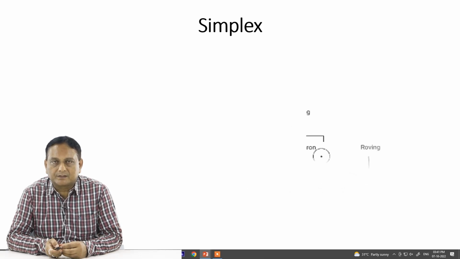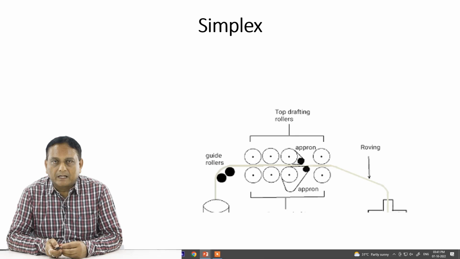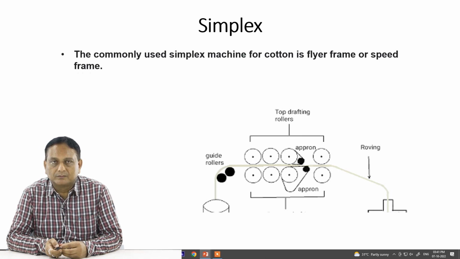Simplex is the next process. As you can see, this is how the machine operates in the simplex machine. The guide rollers, then again the drafting rollers and aprons are used for better guiding. Then ultimately the roving package is produced. The commonly used simplex machine for cotton is the fly frame or the speed frame. So that is the simplex operation.